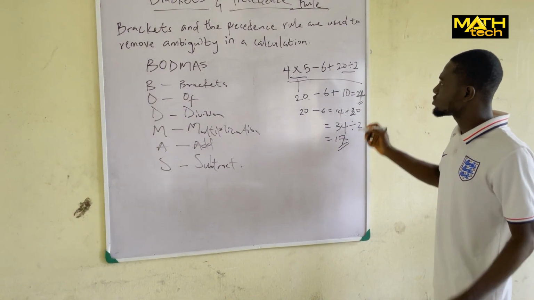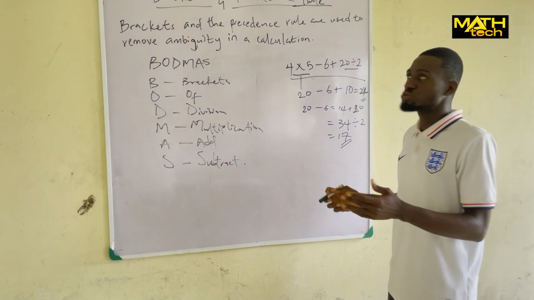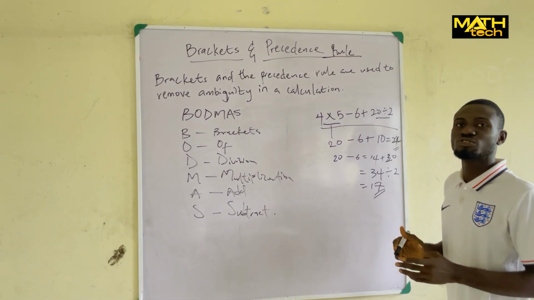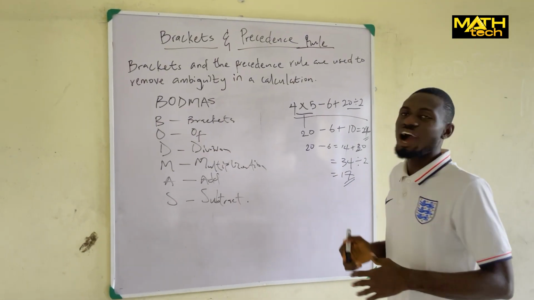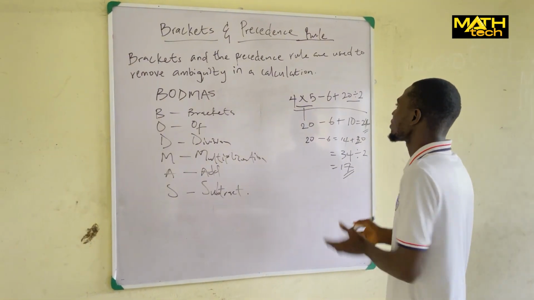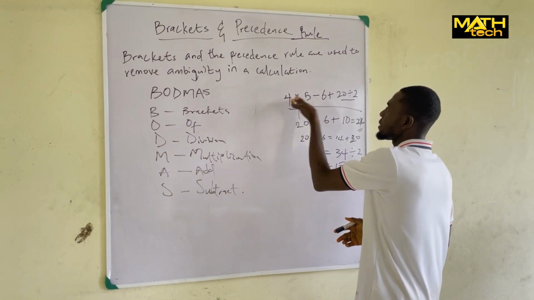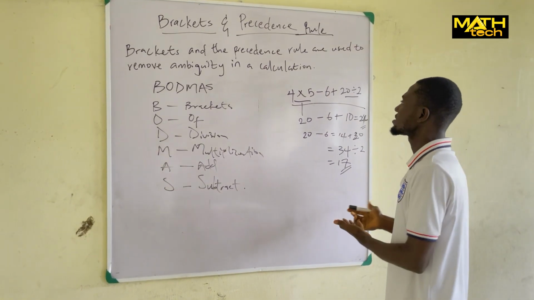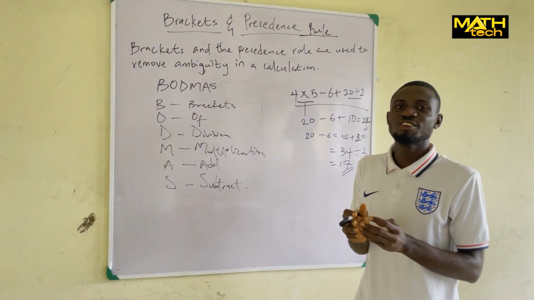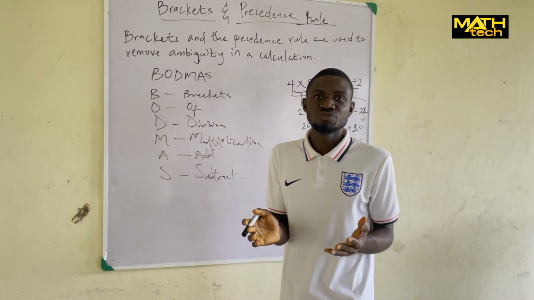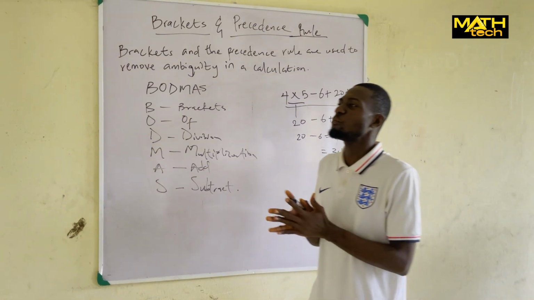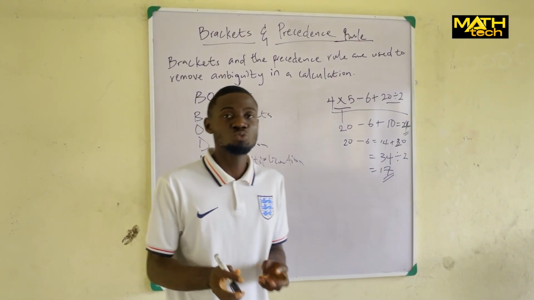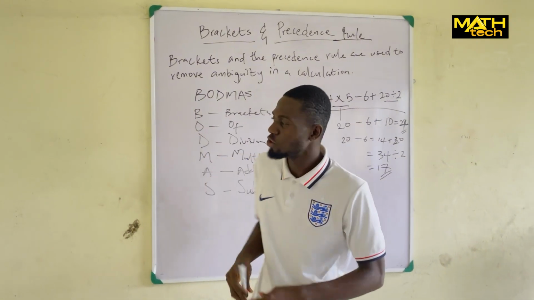So, let's compare the two answers. Following the precedence rule, we get the correct answer, which is 24. But solving it the other way, going in order through the operators, 4 times 5 minus this, you get the wrong answer. So this is the power of the precedence rule. Using the precedence rule will help you remove the ambiguity in your calculation. You will get your answer smoothly and easily, only by knowing the rule.